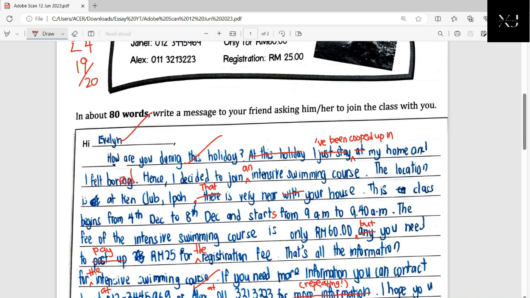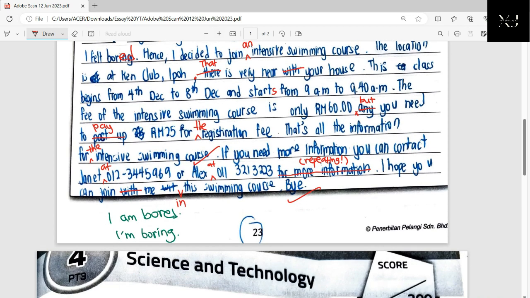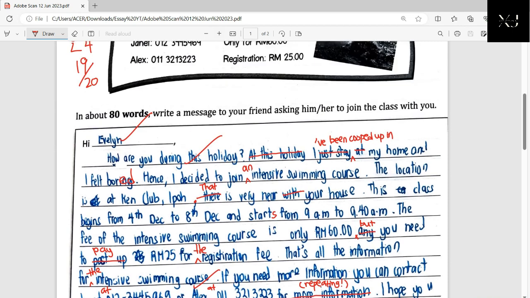I have been cooped up in my home and I felt bored. Being cooped up means the entire time you are in your house, you didn't go anywhere at all. And "I felt bored" describes a mood. Why can't we say "I felt boring"? "I am bored" is a mood, right? If you say "I'm boring," you are saying that you are boring as a person. Your personality is very dull, very boring. So please be aware of the difference between these two, yeah?